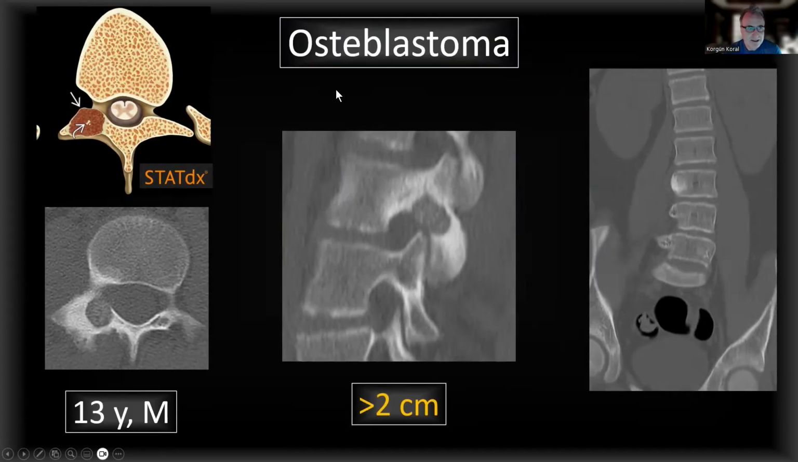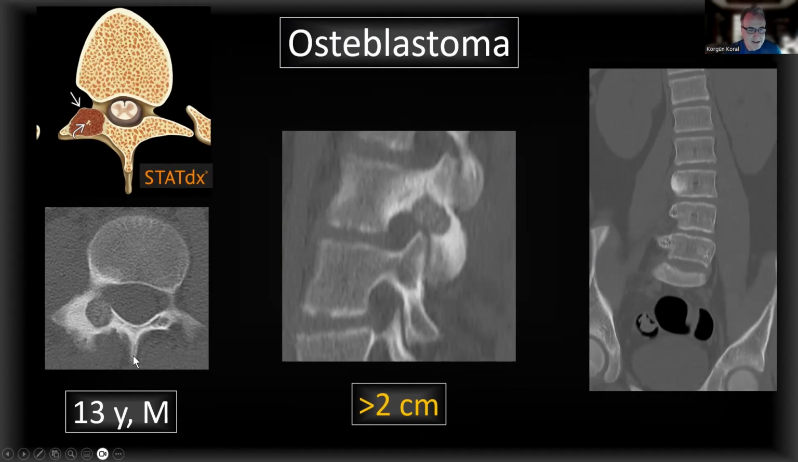Osteoblastoma is very similar to osteoid osteoma. They can involve the same tissue, same structures, namely the posterior elements are preferred. The distinction between them is the size. If the lesion is greater than 2 centimeters in size, it is called osteoblastoma. The histopathology apparently is the same.